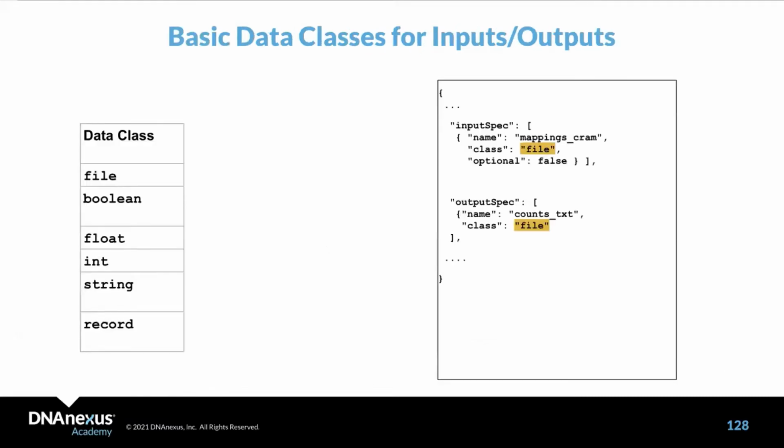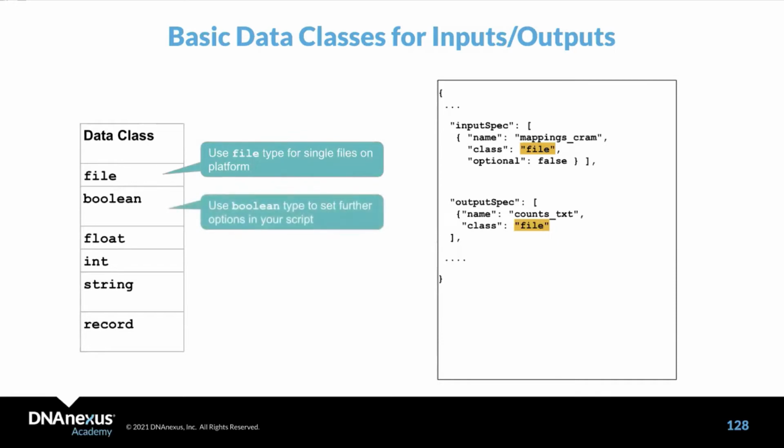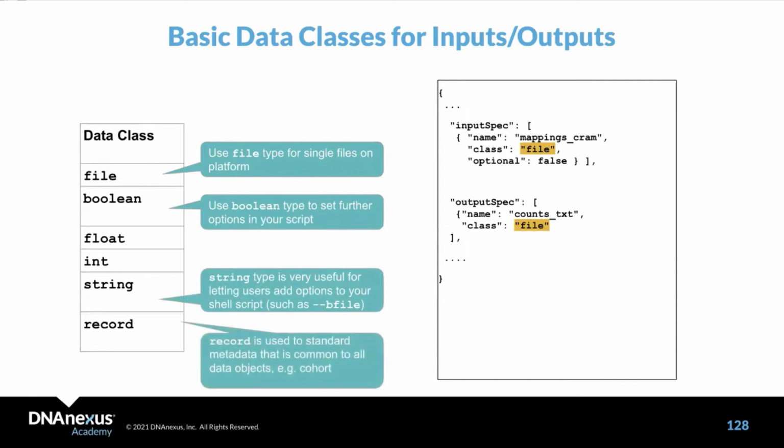So here are the different classes that we could have. In our example, for both input and output, we will be using the file class. Also, you can use Boolean type, string, or record. And record is something, for example, a cohort is a record. But in our simple example, in the input specification, and this is an extract of the dxapp.json file, the class is file for the mapping CRAM, and for counts.txt the class is also file.